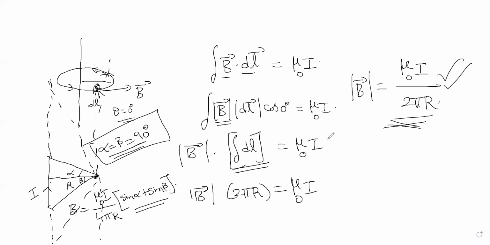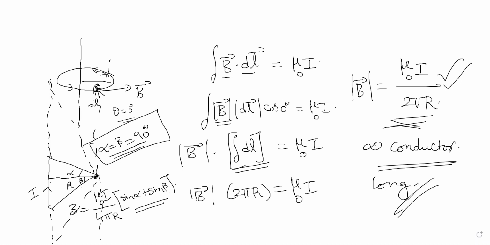So this is the same expression we got from Ampere's circuital law, for a long, straight, infinite conductor. We derived the same expression, but in a different way. So the thing is, you have to consider the element on the Amperian loop, not on the conductor. Most important, not on the conductor.